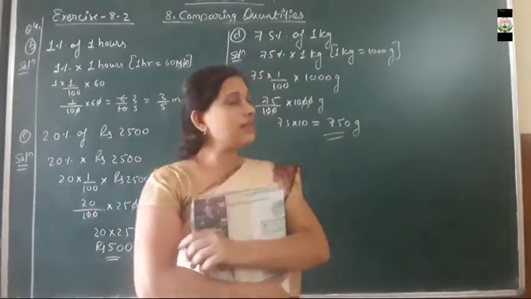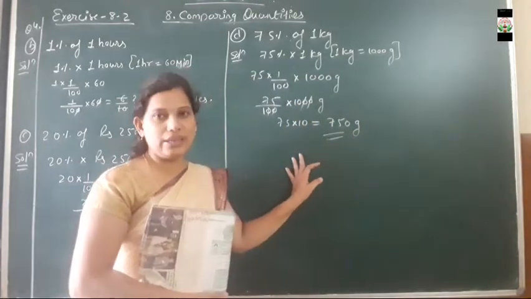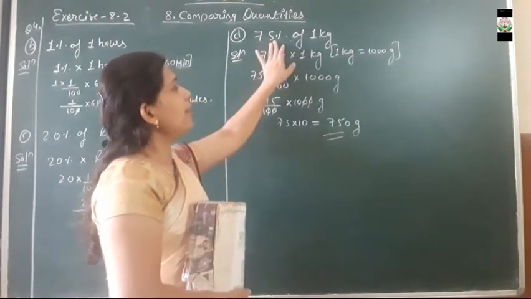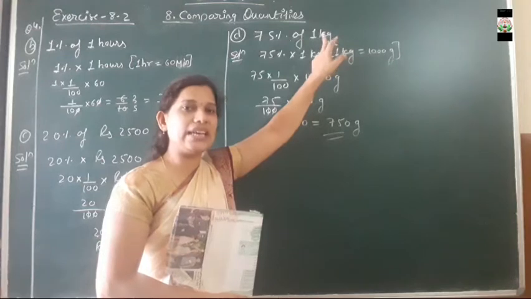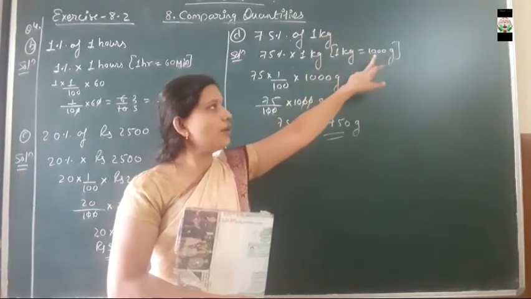Now moving towards the last part of question number 4. Here what it says is 75% of 1 kg. Here we are having 75% of 1 kg, as we know that 1 kg is equal to 1000 gram.